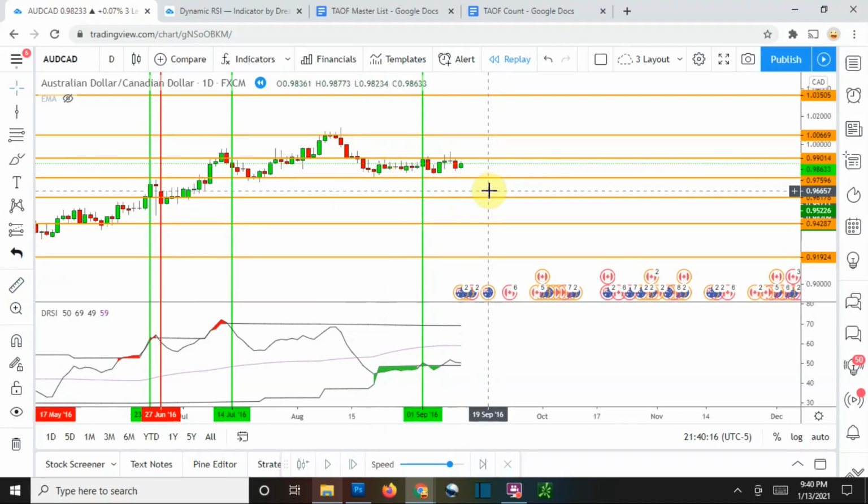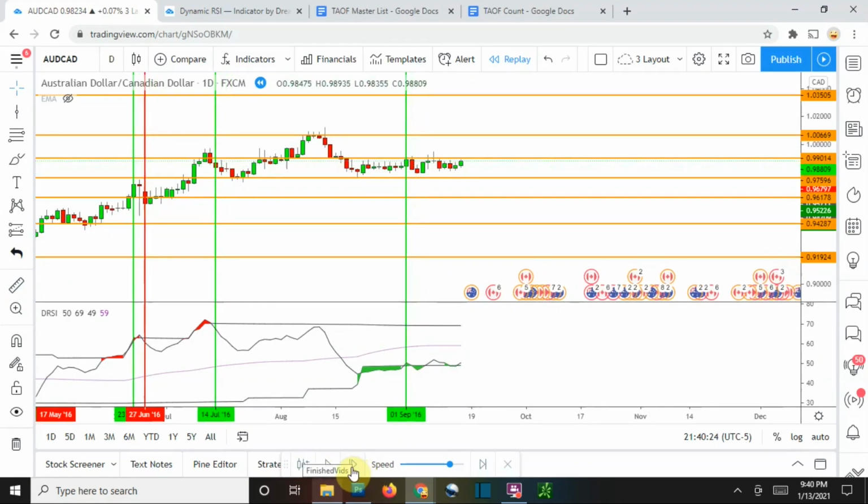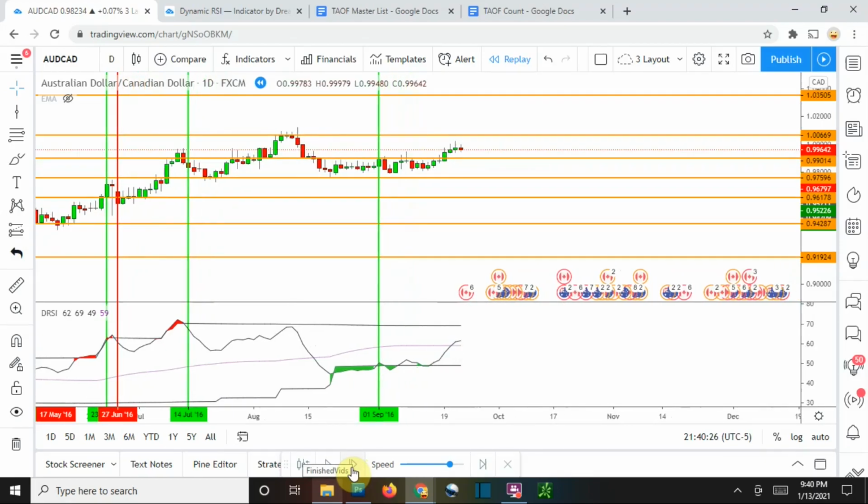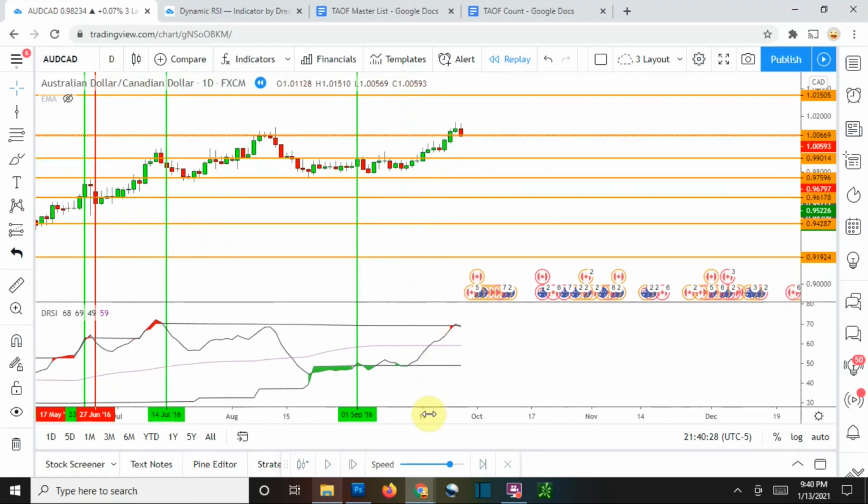We have not quite gotten stopped out yet. So let's go ahead, play this one forward, and we actually end up winning, getting a winning trade out of that one. It was really close. I mean, like 2 or 3 pips from hitting our stop there.